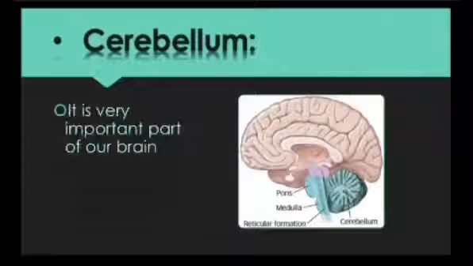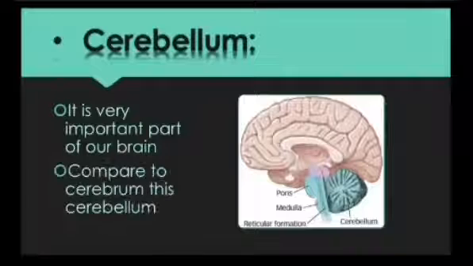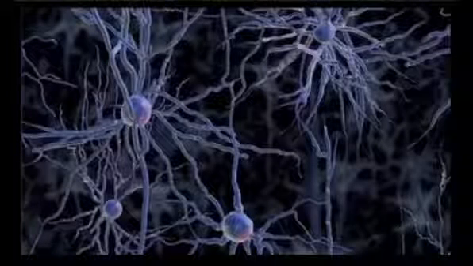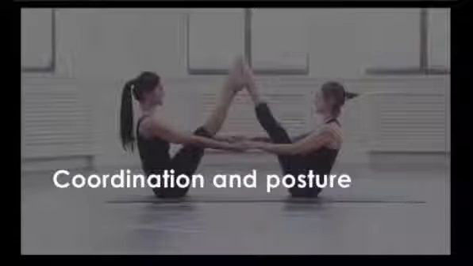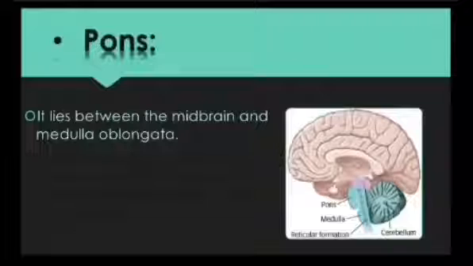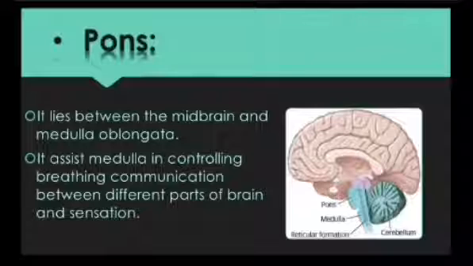So the next part is the cerebellum. It is a very important part of our brain. Compared to the cerebrum, the cerebellum has more neurons, and it controls essential body functions like balance, coordination and posture, allowing us to move properly. So the last one is the pons. It lies between the midbrain and medulla oblongata. It assists the medulla in controlling breathing, communication between different parts of the brain and sensations like hearing and taste.